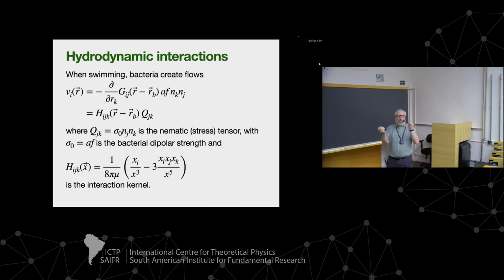Okay, so for the flow, it doesn't depend if the swimmer is moving to the right or to the left because it's pushing equally in both directions. So it's this H tensor times this Q tensor. It depends on the bacterium. That is the solution of the Stokes equation, and is the gradient of this G tensor. You have to do some calculations, and you end up with this. It's something that decays like 1 over distance squared. Okay, so this is the interaction kernel.